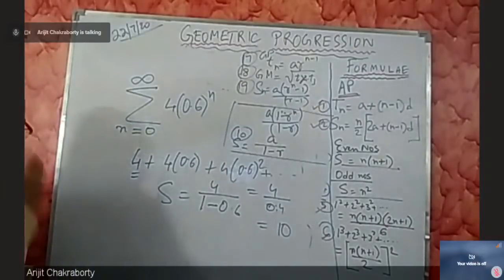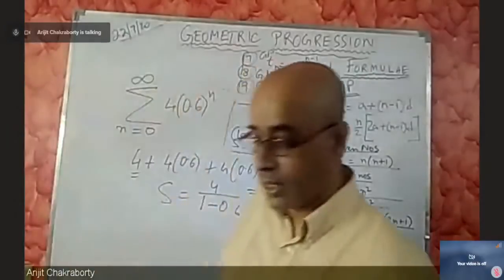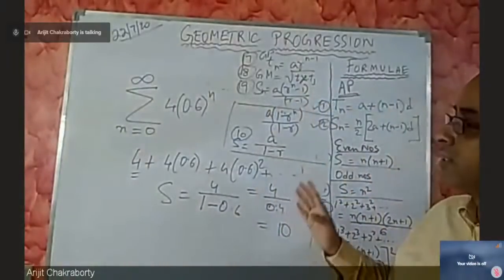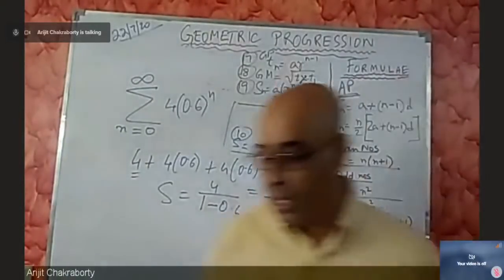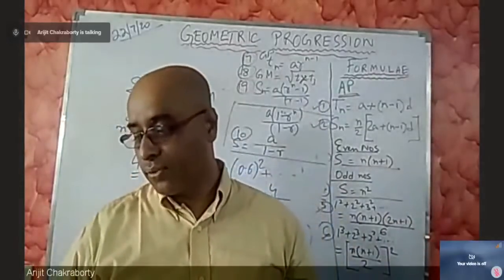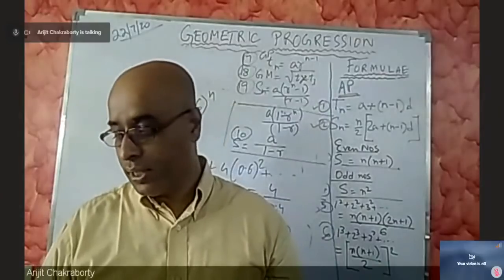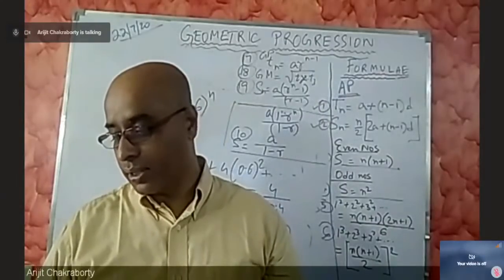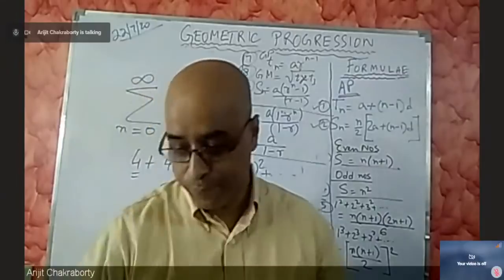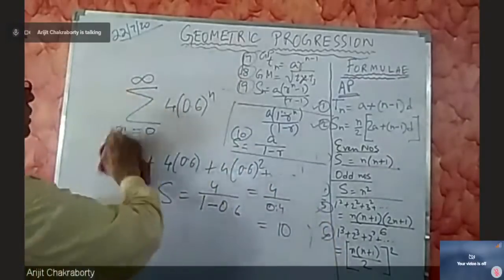Okay. So this becomes 10. So this is the value of this infinite GP series. So we have completed all the formulas necessary for understanding the geometric progression. And now we will do some more revisions quickly. Okay, so I'll rub this part.